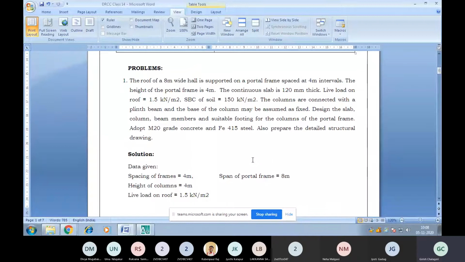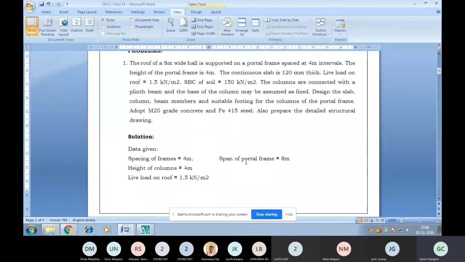Whenever a problem is given, we first write down the given data so that we know what the next step is and what is to be found. So we do the same here. Let us note down the given data. From the picture, the width of the hall is 8 meters, that is the span of the portal frames. The spacing between the frames is 4 meters.